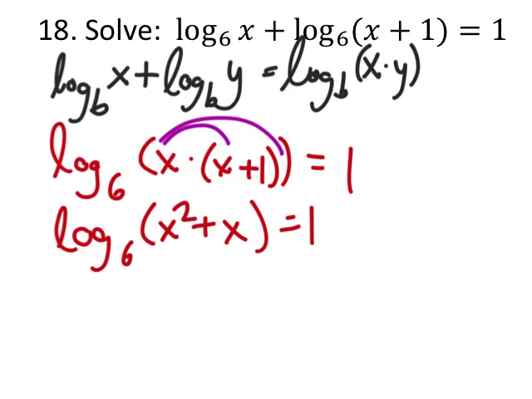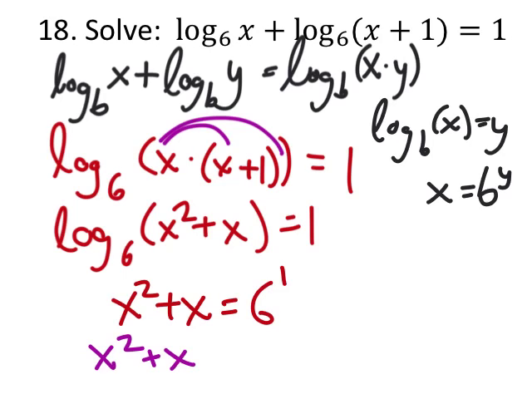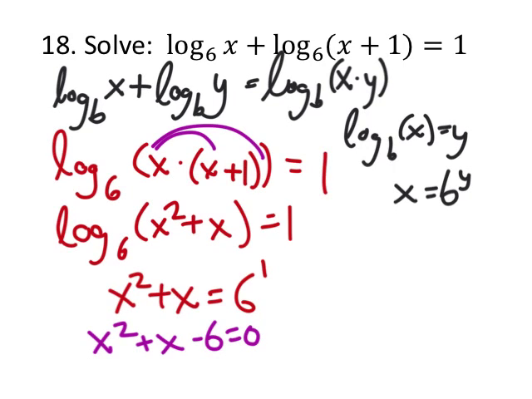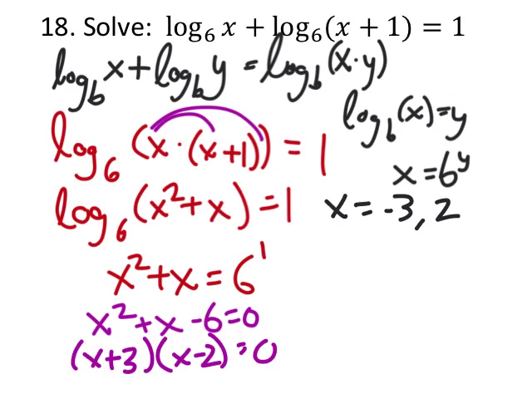Alright, then using the properties of log, so again I'm going back to log sub b of x equals y. That gives us x equals b to the power of y. So this would give us x squared plus x equals 6 to the power of 1. Solving for x, we would subtract 6 from both sides. So we have x squared plus x minus 6 equals 0. This is just a polynomial where we need to factor out a couple expressions there. So we get x plus 3 and x minus 2. So from this we see that x equals negative 3 and positive 2.